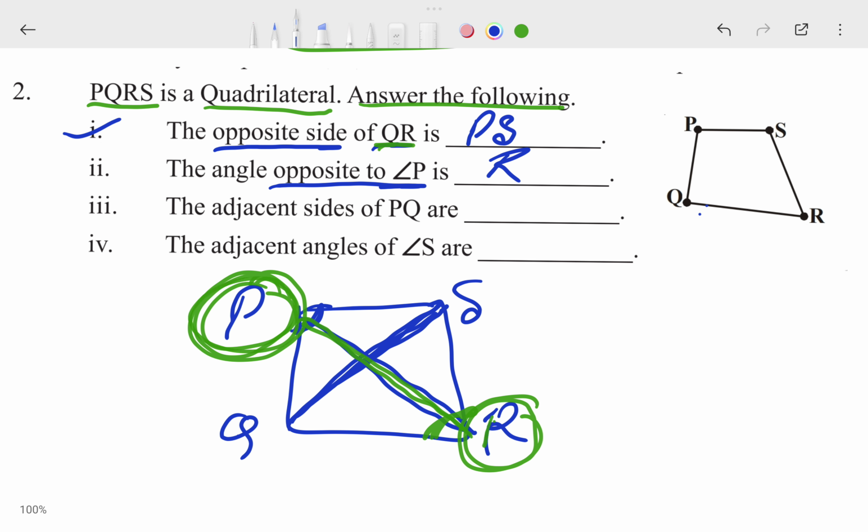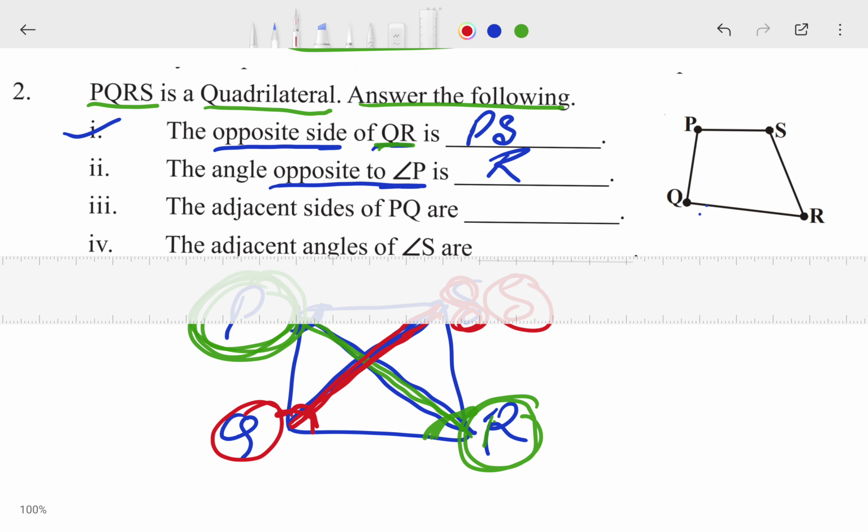Okay? Now if someone else comes and asks you to find the opposite side of Q, how will you find it? Just take a straight line. So the opposite side of Q is S. Okay? If someone asks you what is the opposite side of S, just take the straight line and see. Q is the opposite side of S.